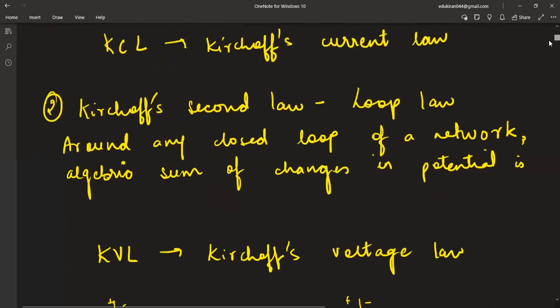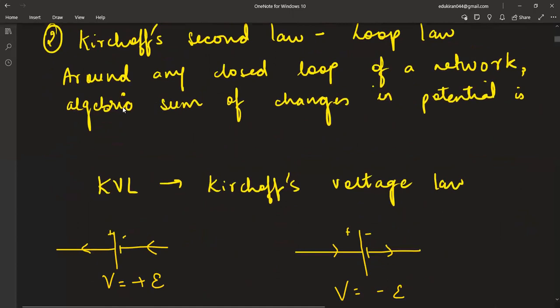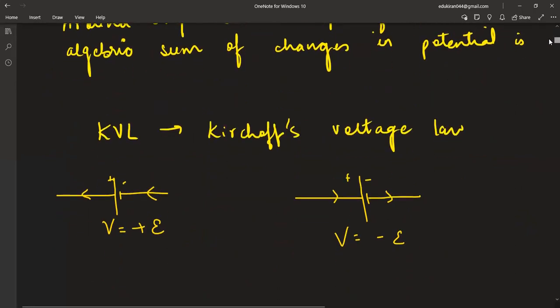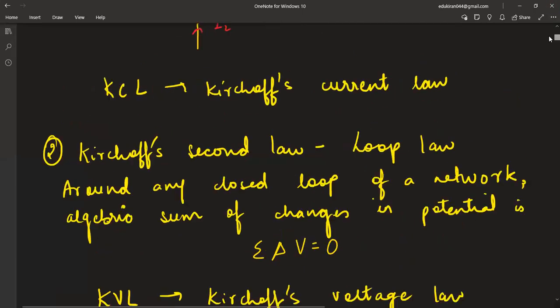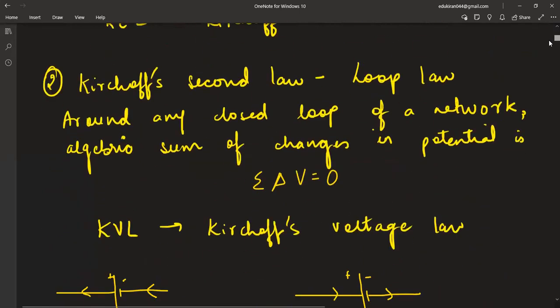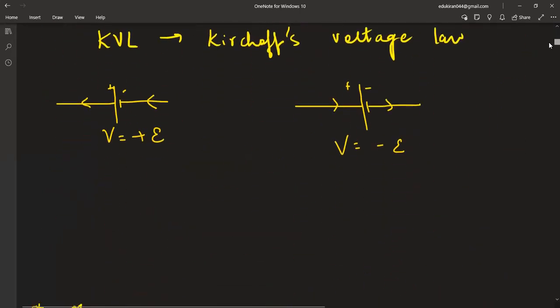This is one law. The second law says that voltages are zero, meaning around any closed loop of a network, the algebraic sum of changes in potential is zero. That is your Kirchhoff's voltage law, KVL. Once you apply KCL and then KVL, you can solve the circuit.